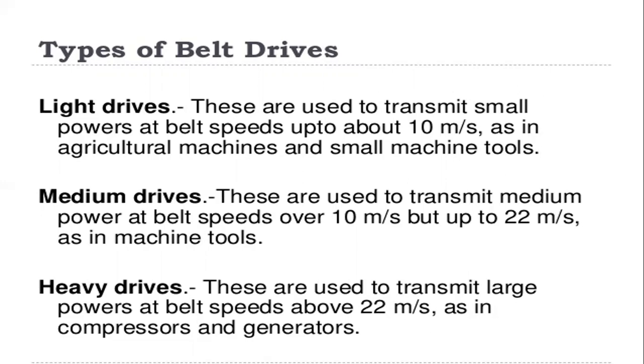So these are the three types of belt drives depending upon the speed of the belts. They are classified based upon the speed of the belts: light, medium, and heavy. The light drives are limited up to 10 meters per second, the medium drives are from 10 to 22 meters per second, and the heavy drives are above 22 meters per second.